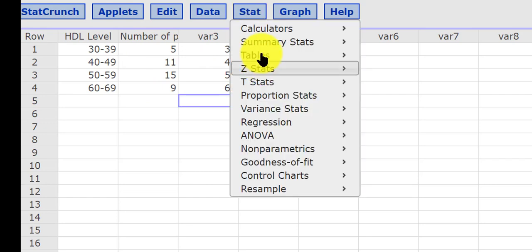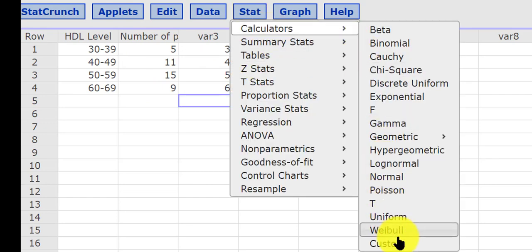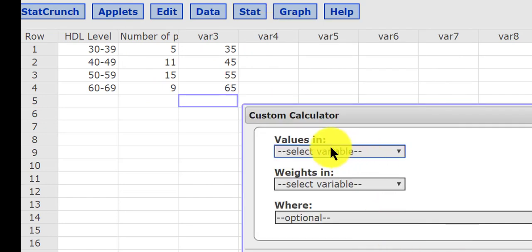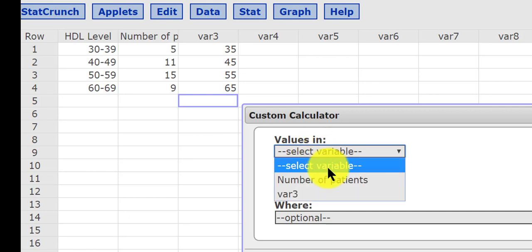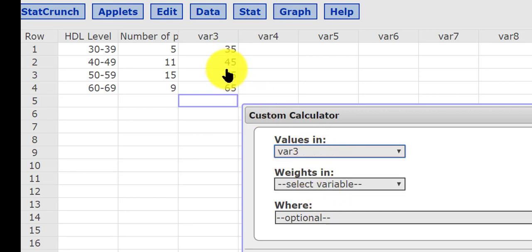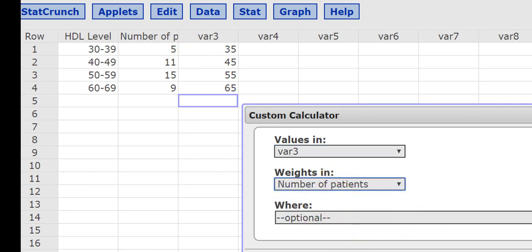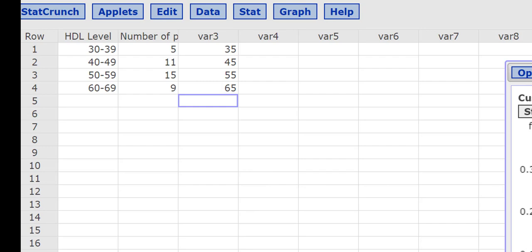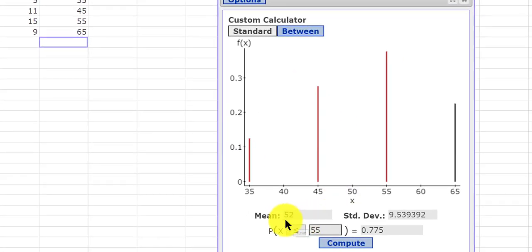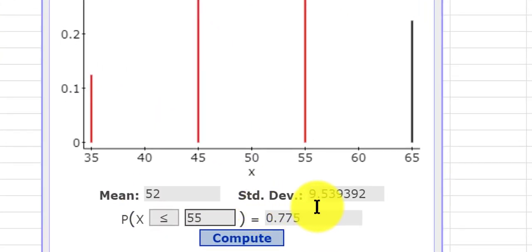So I press Stat, Calculators, Custom, and for values in variable 3, that's going to be the midpoints. And the weights or the frequency would be in this number of patients column. I press compute, and that's it. Looks like our mean is 52 and our standard deviation is 9.54.